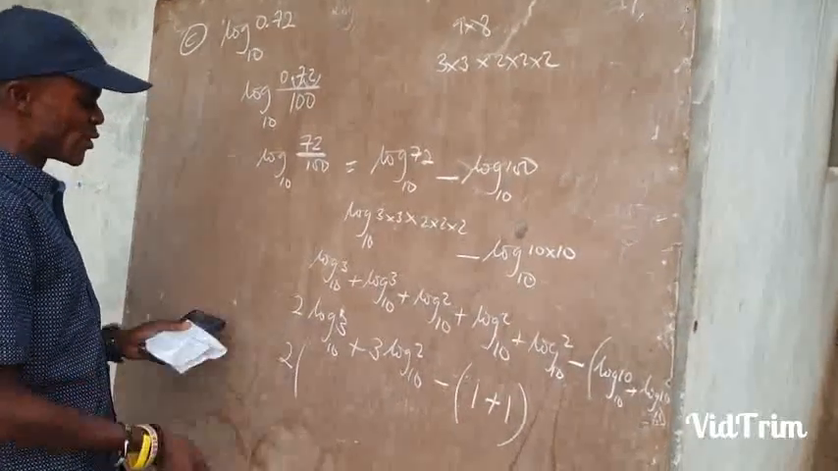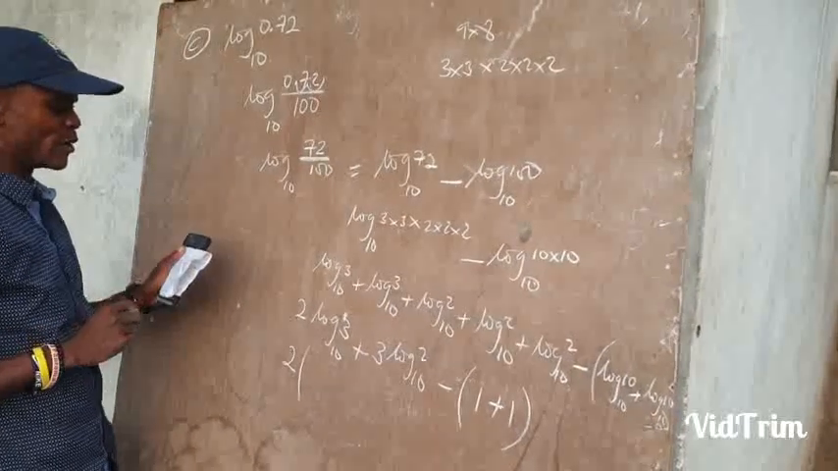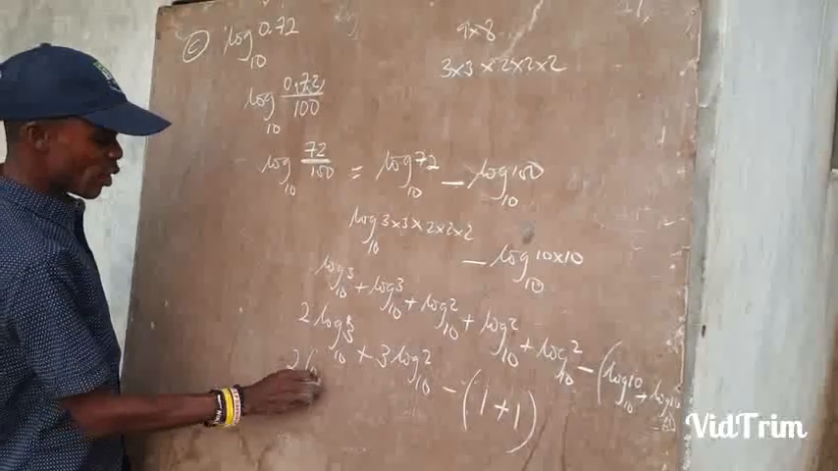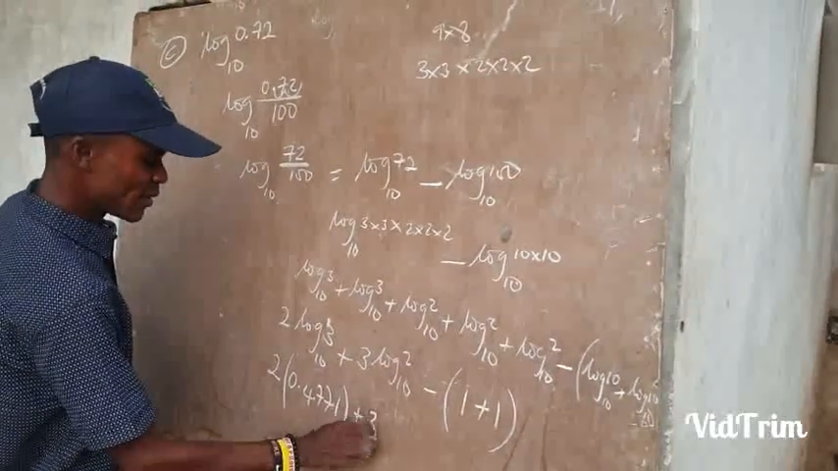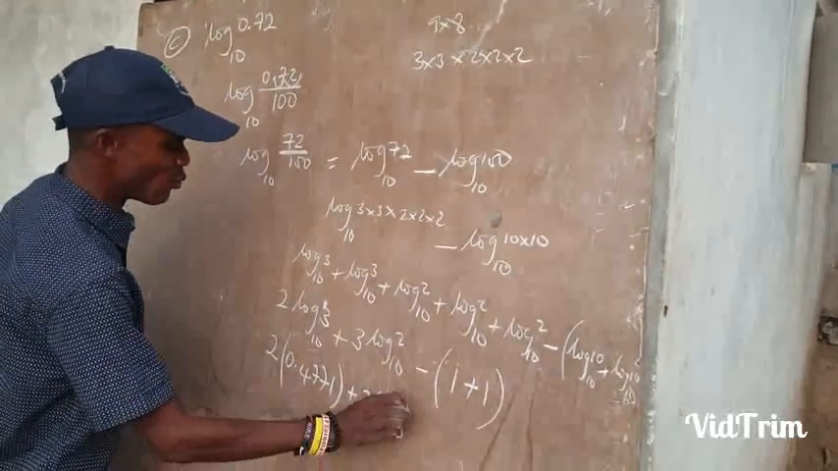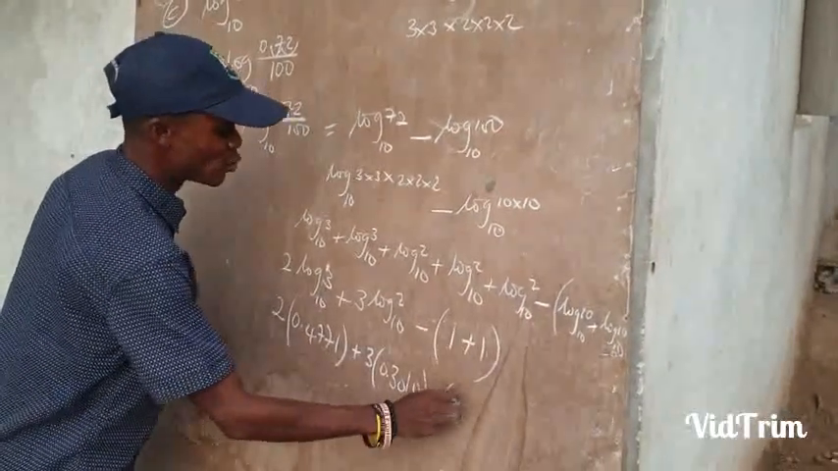They provided the figures. They said wherever you see log 3, the number that was there a few minutes ago, log 3 base 10 was 0.4771. So log 3 base 10 is 0.4771, plus 3 log 2 base 10, which was 0.3010, minus, into 1 plus 1, which is 2.